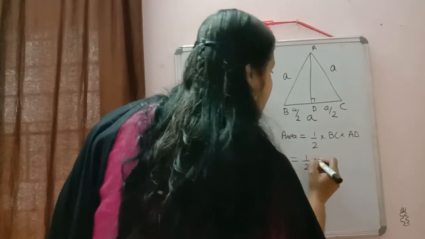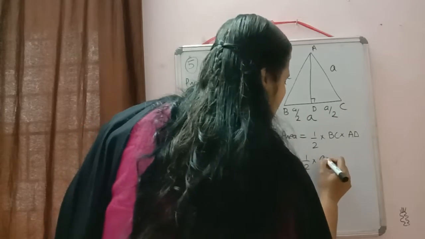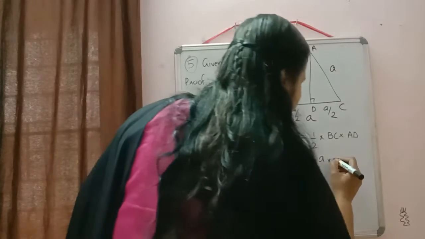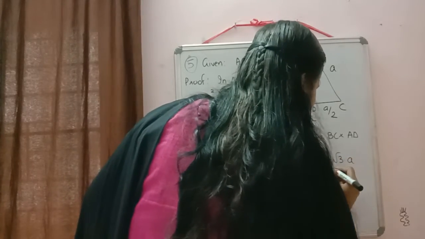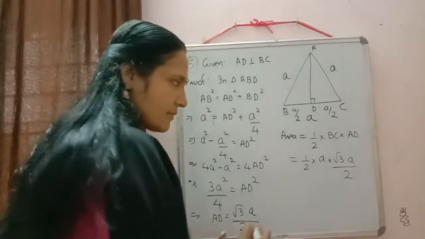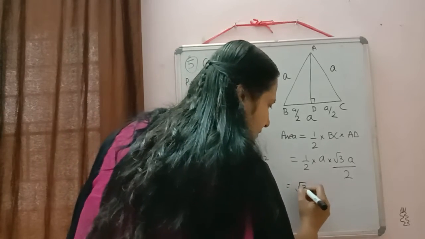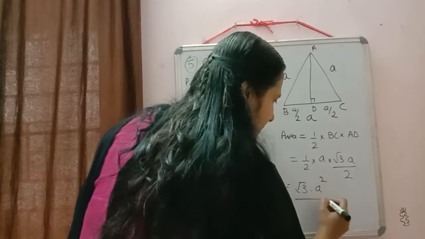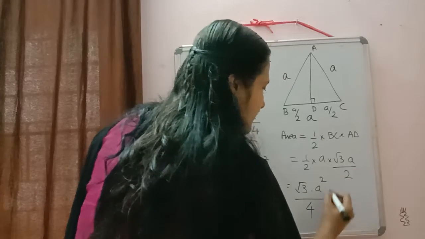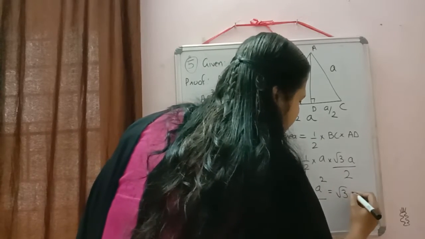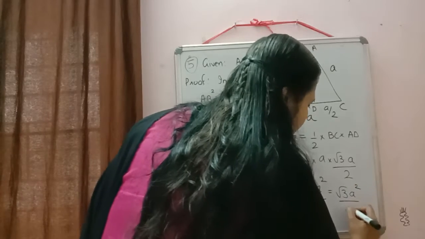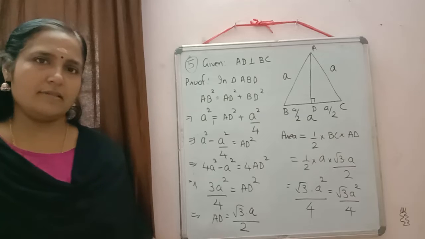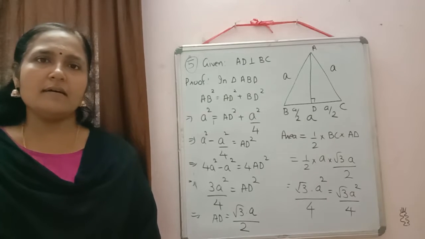Half into what is BC? BC is equal to A. And AD, just now we proved AD is equal to root 3 into A by 2. So here it will be equal to root 3 into A square by 2 into 2, 4. So area of equilateral triangle is root 3A square by 4. So this question is clear? Okay. So moving on to the next question.